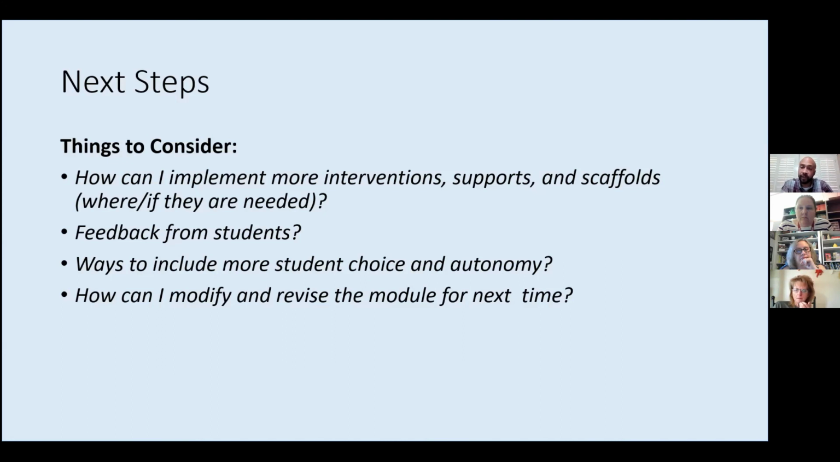Maybe giving the students a survey for some feedback, and seeing what sort of struggles did they have and what sort of successes did they have as well during the unit or module, and then ways to include more student choice and autonomy. And then how can I modify and revise the module for next time? And so I've done that this year. Currently, I'm reading 1984 with my advanced placement students. And so I've made some changes based on these questions right here. And so, yeah, it works really well.